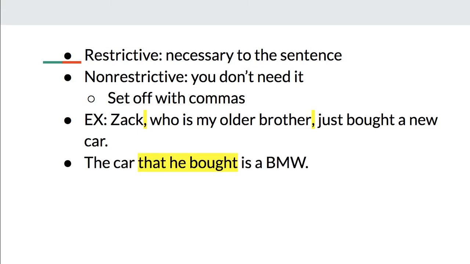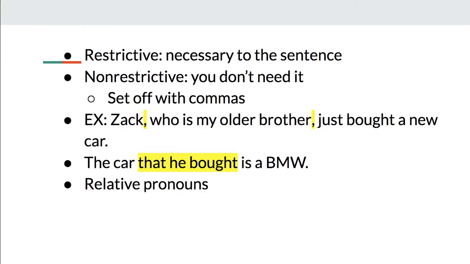The car that he bought is a BMW. I highlighted the restrictive clause there. That he bought is essential to the sentence. You need to know specifically which car. The car that he bought is a BMW. Sometimes it looks like you could take that out. The car is a BMW, but I'm talking specifically about the one that he bought. So that's why it is restrictive. It's necessary to the sentence. It's more specific, okay?